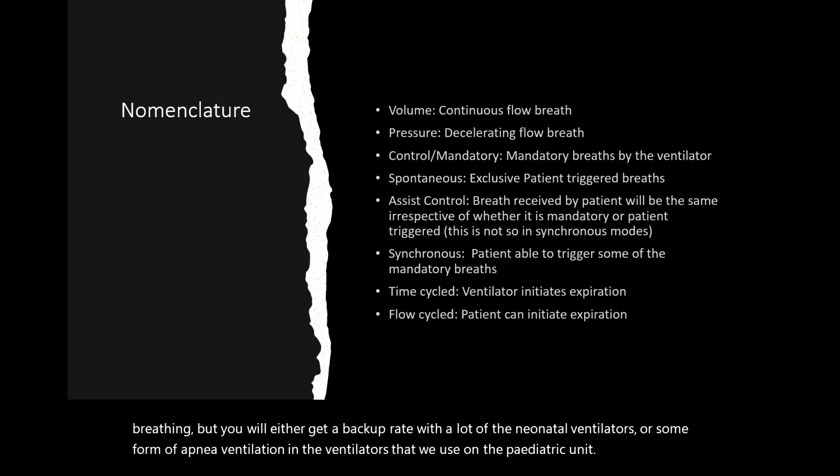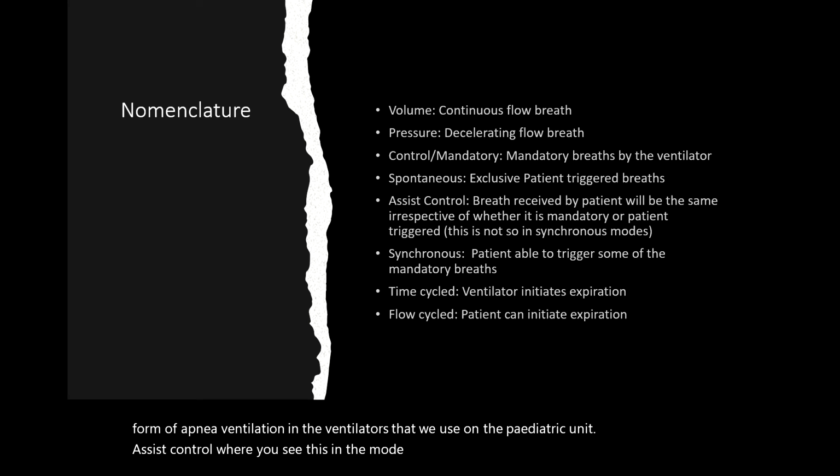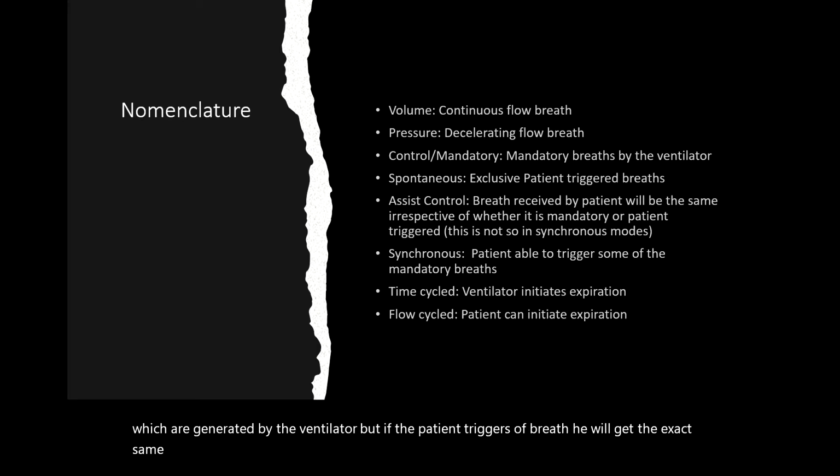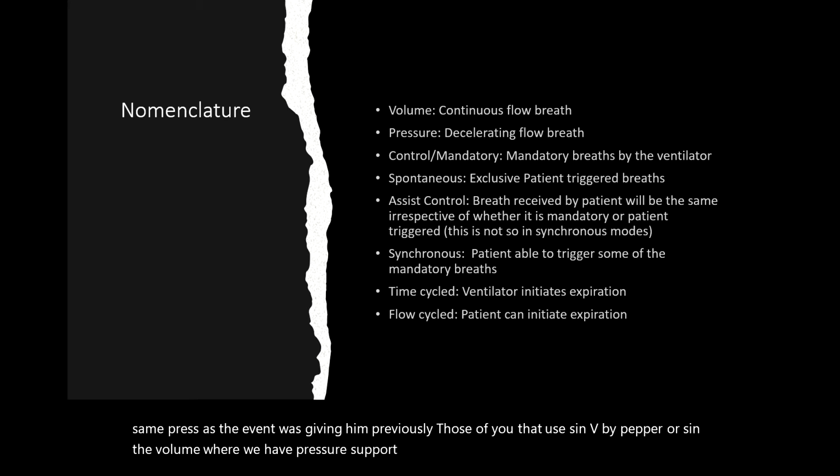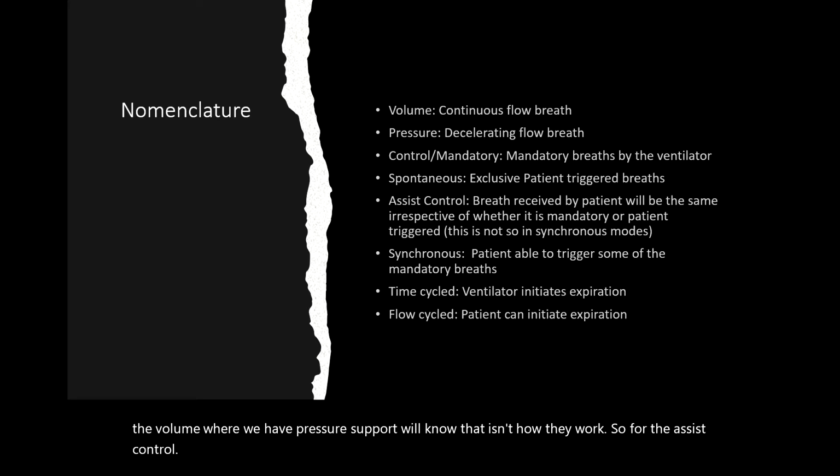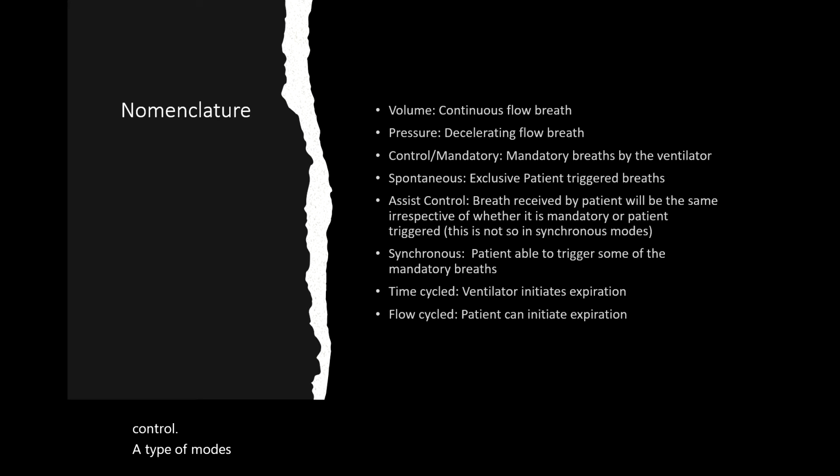Assist control, where you see this in the mode, usually means that the patient will get breaths which are generated by the ventilator, but if the patient triggers a breath, they will get the exact same breath as the ventilator gave previously. Those of you that use SIMV BiPAP or SIMV volume, where we have pressure support, will know that that isn't how they work. So for the assist control type of modes, you will always get the same type of breath, whether it's ventilator or patient triggered.